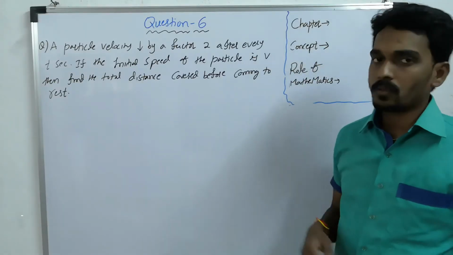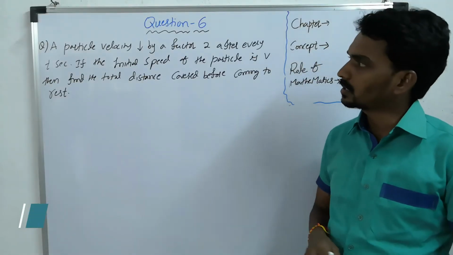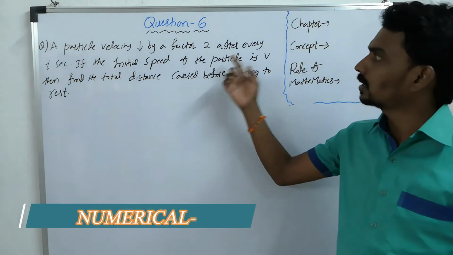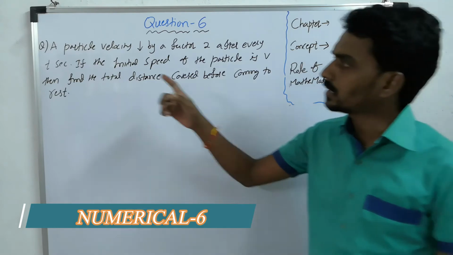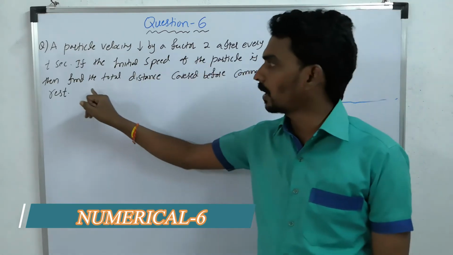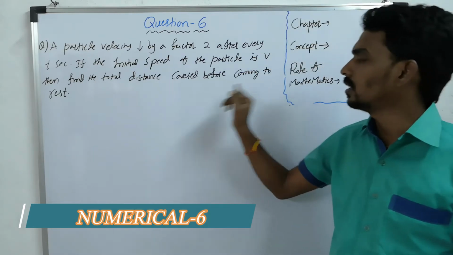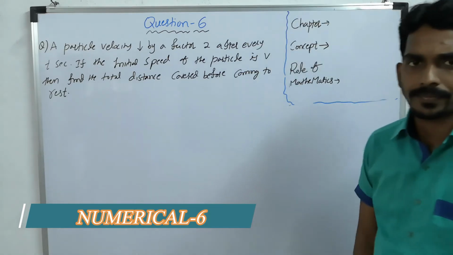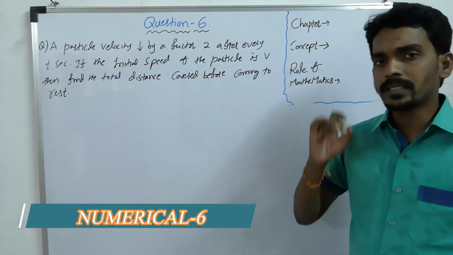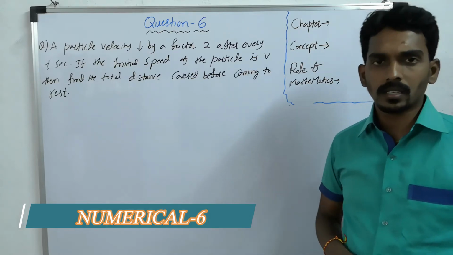Understand question number 6: a particle's velocity decreases by a factor of 2 after every t seconds. If the initial speed of the particle is v, then find the total distance covered before coming to rest. Understanding the question plays a key role in solving numericals in physics.